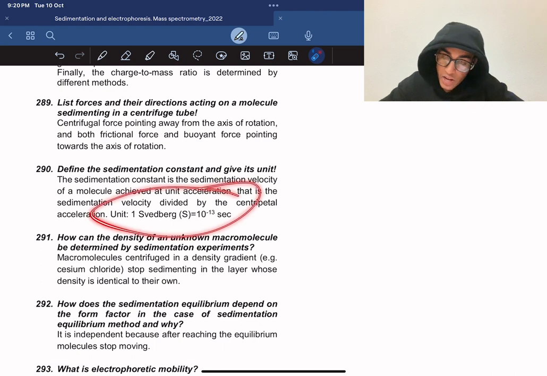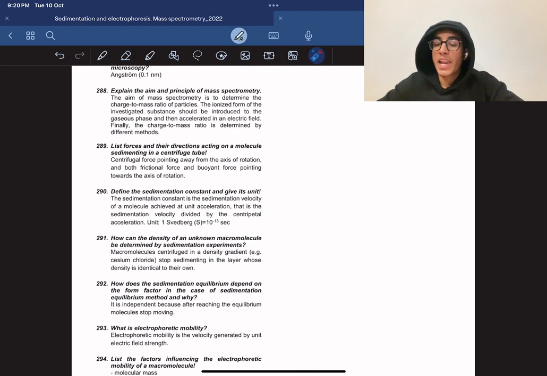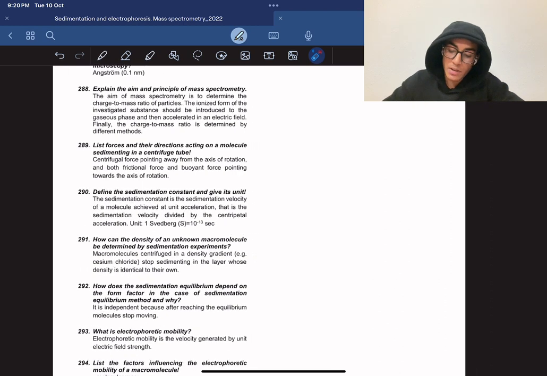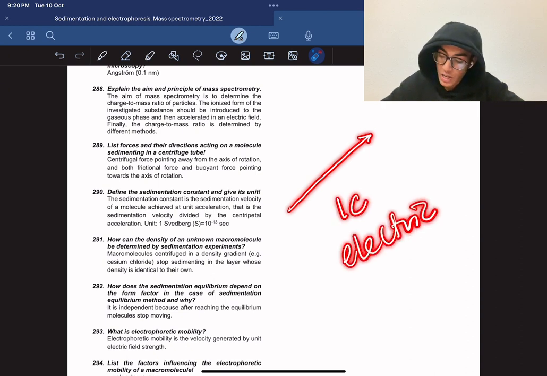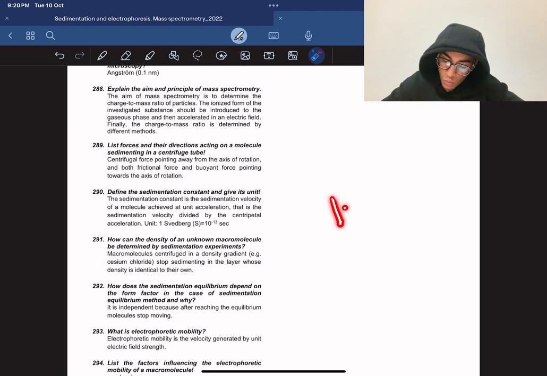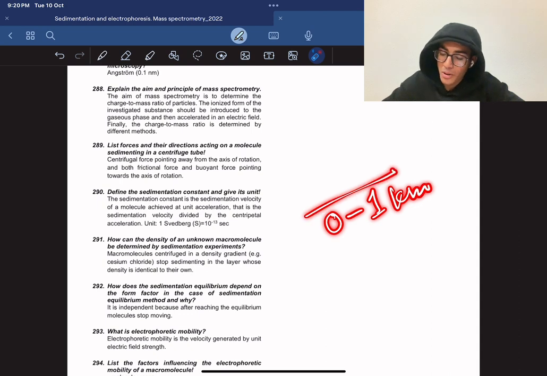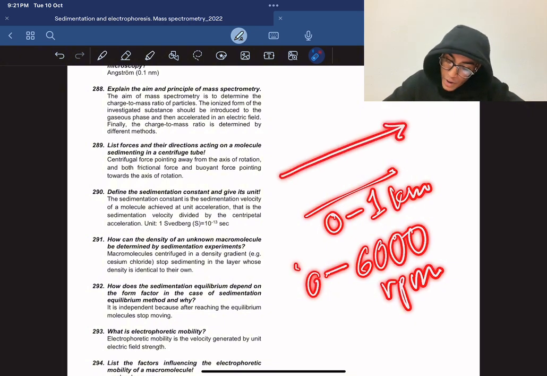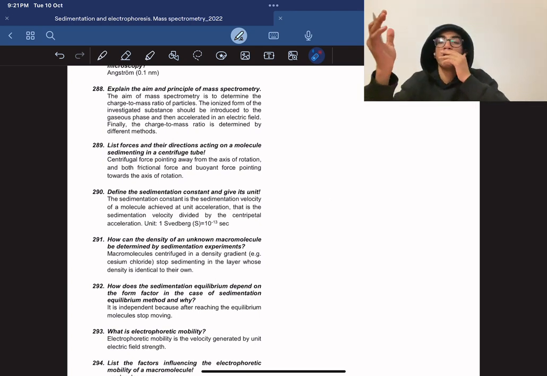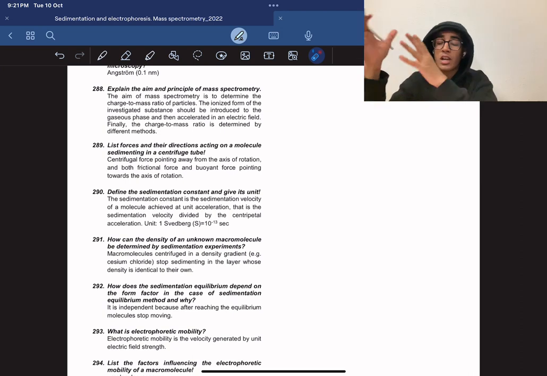You should know this, very important. And learn the value of one Svedberg, very important: 10 raised to minus 13 seconds, super small. Basically, it's just like electrophoretic mobility. Electrophoretic mobility is explained as how much velocity a particle moves with when a unit electric field is applied in the gel. In the same way, how much does the particle move per unit acceleration, like going from 0 to 6,000 revolutions per minute for the centrifuge tube? It's the centrifuge equivalent of electrophoretic mobility.